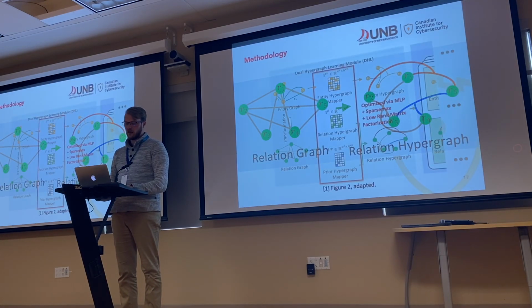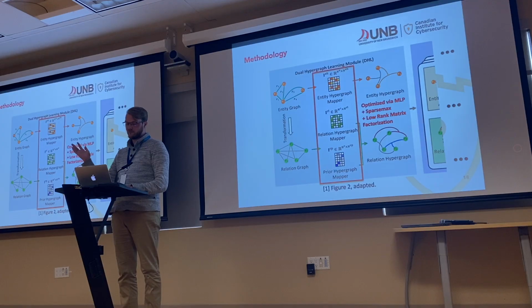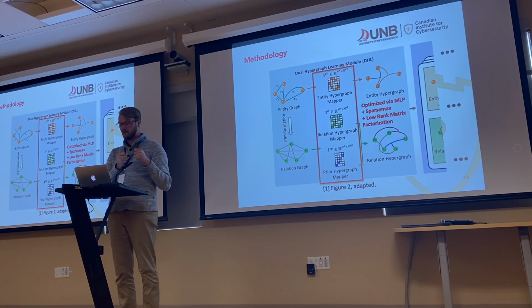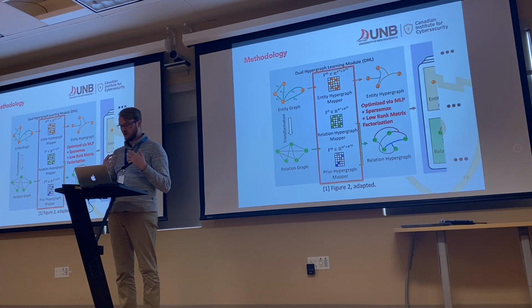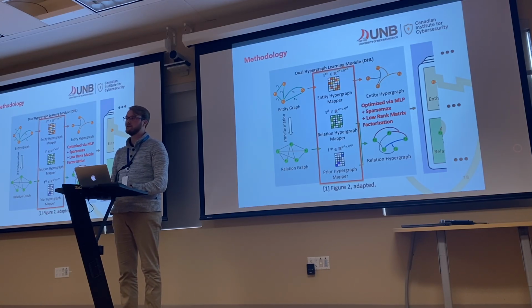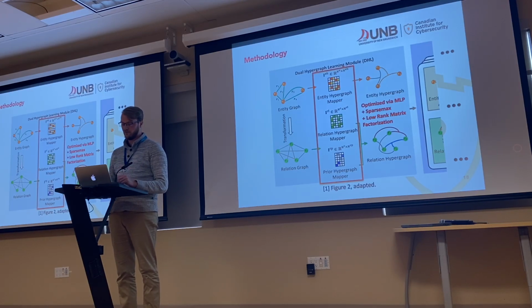So I skipped over how we actually transfer these things into hypergraphs, but effectively there's going to be an optimization that's performed where we take the entity graph and we transform it into the entity hypergraph through a multi-layer perceptron. And this is interesting because we employ two things. We employ something called sparsemax, and we also employ something called low rank matrix factorization, which is like singular value decomposition, if you're familiar with that.